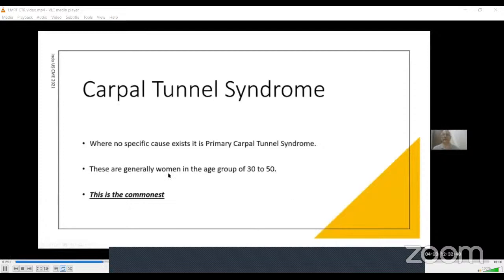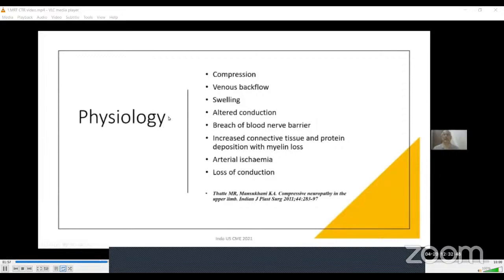If we look at the physiology of what actually happens to the nerve, it starts with a compression leading to a venous backflow and then a swelling, followed by altered conduction, breach of blood nerve barrier, increase of connective tissue and protein deposition, followed by myelin loss, arterial ischemia when the pressure becomes too much, and finally loss of conduction.